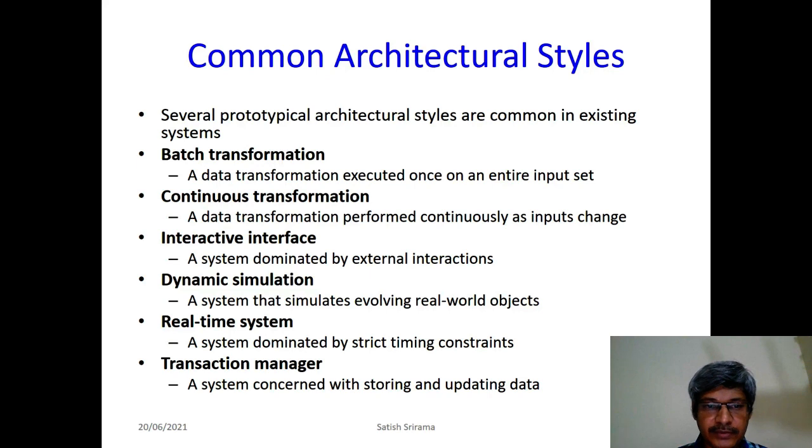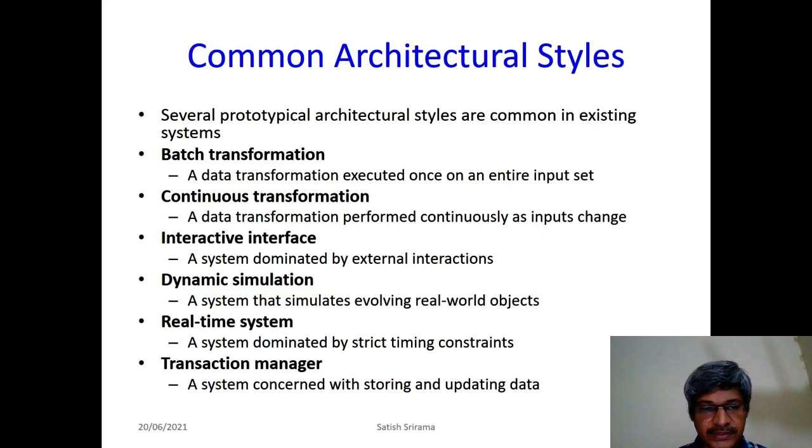Okay, so then comes continuous data transformation. Continuous transformation is a data transformation actually performed continuously as the input changes. Okay, with batch transformation, there will be input, you will be doing some transformation, and you will get an output. Whereas a continuous transformation is approximately similar. The architectural style is approximately similar, but the point is that the input is regularly changing, so the output regularly changes. Okay, that's about continuous transformation.